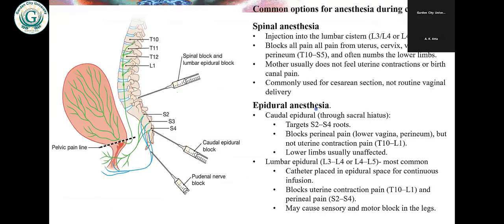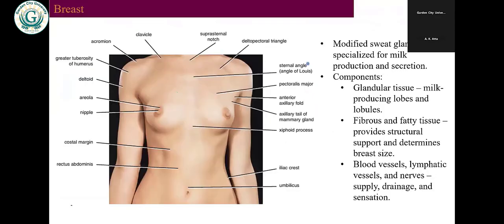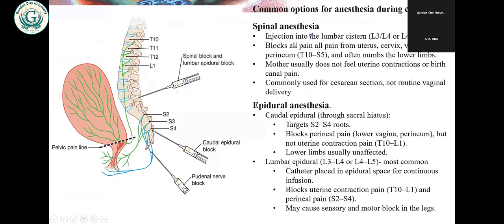So the best approach, if you really want to, is spinal anesthesia, where the anesthetic agent is released into the lumbar system. Between the dura arachnoid mater and the pia mater, we have the subarachnoid space. The large subarachnoid space is called the cistern. So the anesthetic agent is released into the lumbar system between L3 and L4, or between L4 and L5.